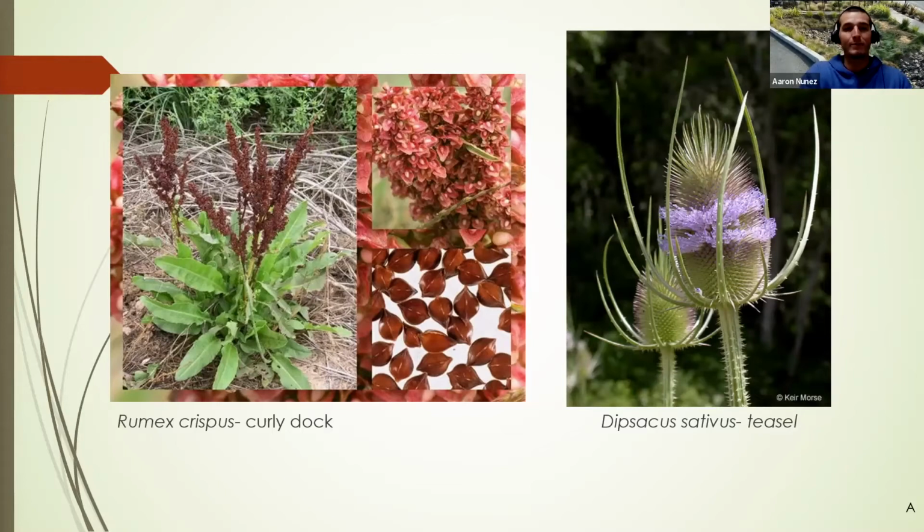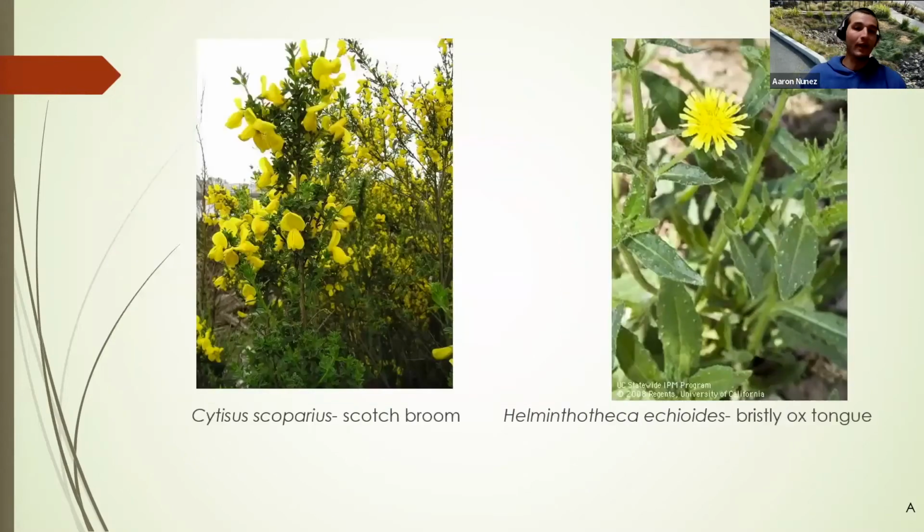Teasel as well, it acts pretty similar to dock, where it'll be in wetland specific areas, and it likes to stay in those moist areas. So we'll see that in our features as well. And then just like with our desired plants, we have low zones and high zones, meaning we have plants that want to be inundated with water, and we have plants that want to be a little bit higher up. Same thing with invasives. We'll see Scotch broom sometimes in features in the higher areas that don't necessarily hold water nearly as long. Bristly ox tongue as well, we'll find that invading our features too.